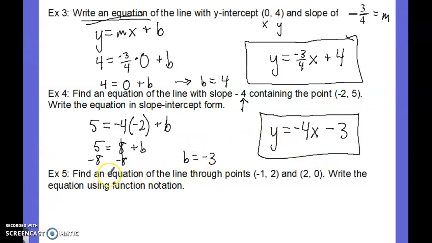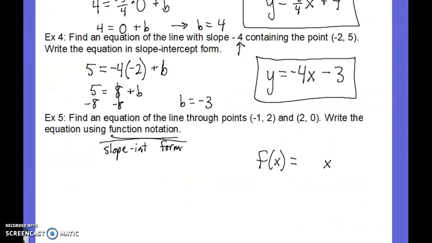You'll also be asked to find the equation in slope-intercept form, except it's now asking you for function notation. But if you ever see function notation, that is slope-intercept form, and instead of y equals, you're going to write f of x equals something x plus something. But here's another issue, is they don't even tell you the slope.